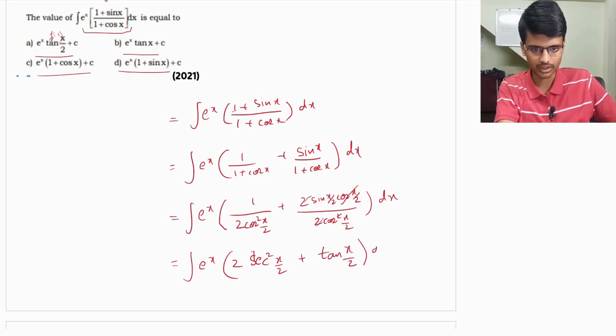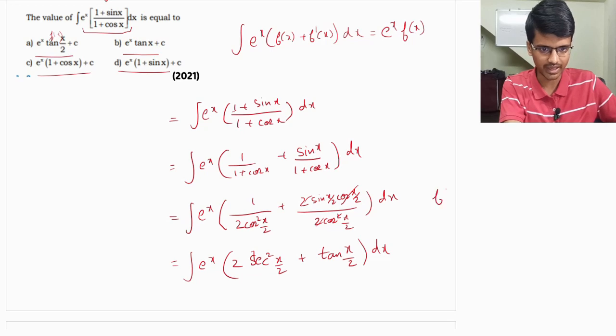Okay, see, it is again in that form. What is our standard formula? e power x f of x plus f dash of x. What do I get? e power x f of x, right? So what is my f of x? Here my f of x is nothing but tan x by 2. I can check that out.